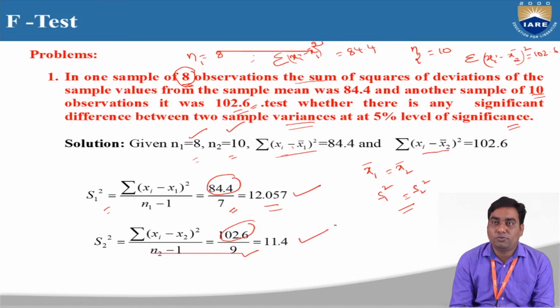Now we have to test whether there is any significant difference between two sample variances at 5% level of significance. 5% means alpha value is 0.05. So for the F test, we are going to follow the procedure for test of hypothesis with the 5 steps.